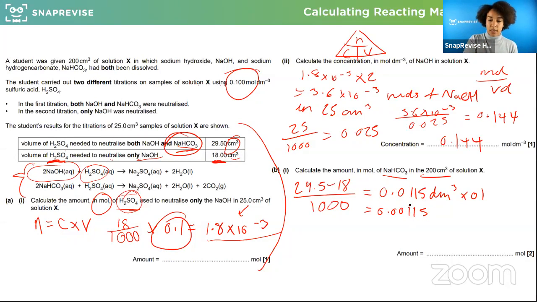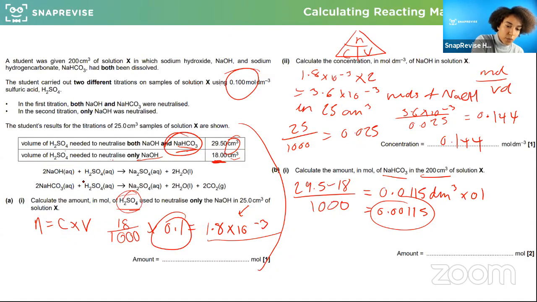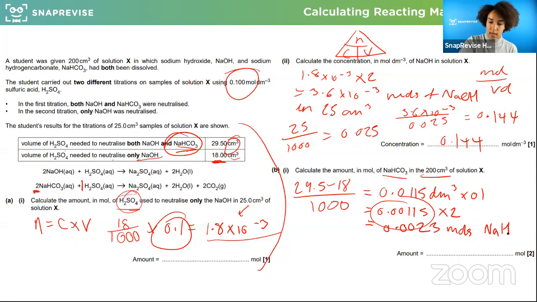Sodium hydrogen carbonate is the thing we're trying to work out the moles of, however. So instead of using this number, we need to times it by 2. And that's because for every 1 mole of sulfuric acid, we have 2 moles of sodium hydrogen carbonate. So now, instead of having the number of moles of sulfuric acid, we will have our number of moles of sodium hydrogen carbonate. So that gives us 0.0023 moles of NaHCO3, but that is for 25 centimeters cubed, as it says here as well. So these are all values for 25 centimeters cubed.